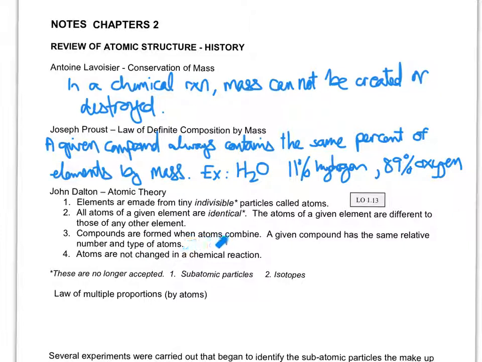Compounds are formed when atoms combine. A given compound has the same relative number and type of atoms. So H2O, for example, is always 2 hydrogens to 1 oxygen. And atoms are not changed in a chemical reaction.